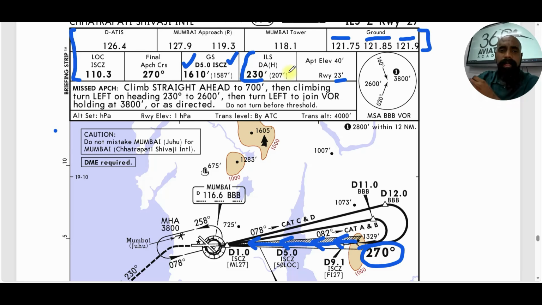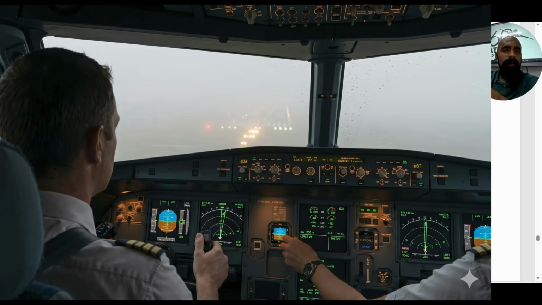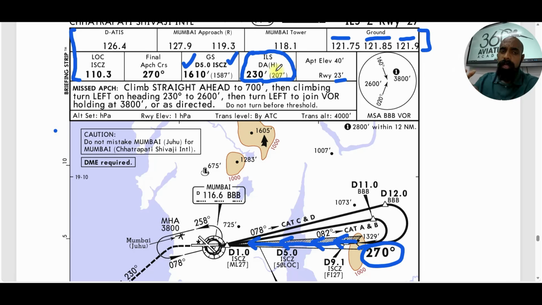Thereafter, we come to your minimums. That is the height or altitude at which you should mandatorily be able to see the runway. If you're not able to see the runway by this given altitude, you're expected to go around and discontinue the approach. So that's called your ILS minimums. The DA, decision altitude, is 230 feet. You should be able to see the runway by 230, if not go around. And if you want to see height above ground, it's considered as 207 feet.